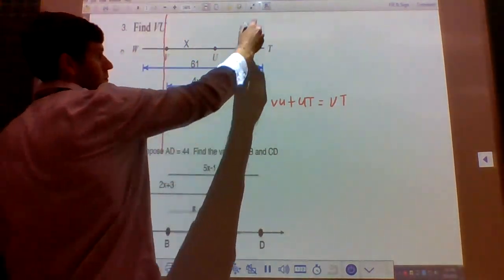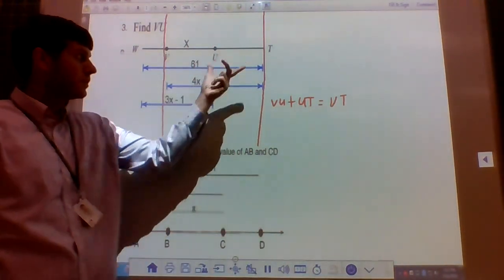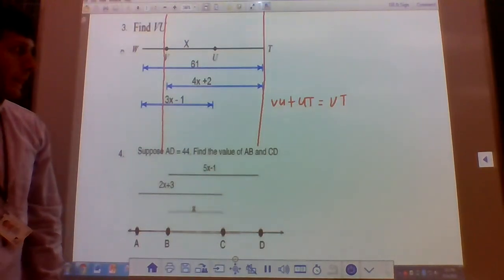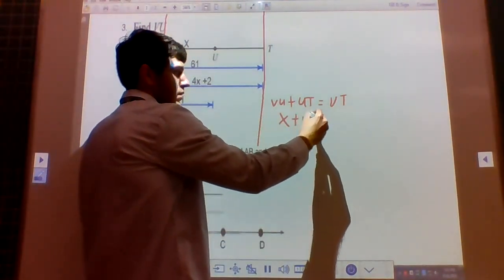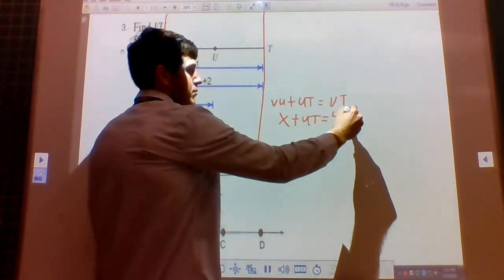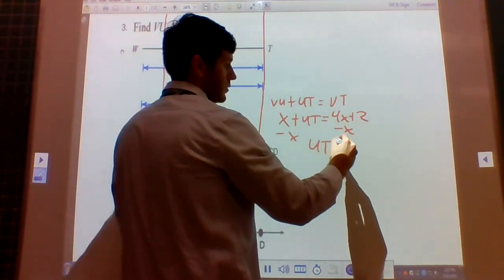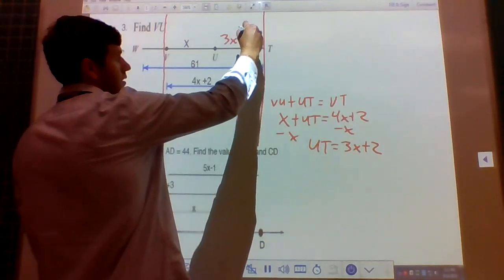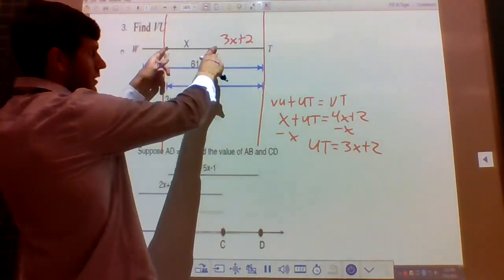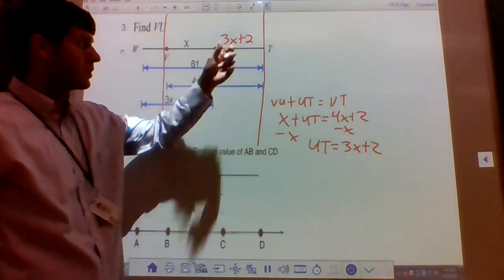So let's look at this part of the problem. This piece plus this piece equals this piece. Okay, we know VU is X. We don't know UT. And we know VT is 4x plus 2. So all we do is subtract x from both sides. And we get UT equals 3x plus 2. All we're doing is 4x plus 2 minus x gives us this piece. Okay, that's all we're doing here.